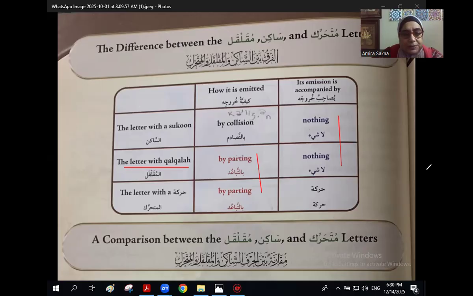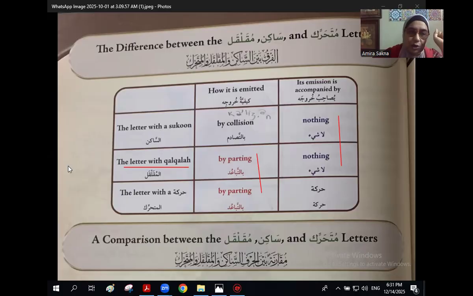If we want to read the whole schedule, the letter with sukoon is emitted by collision, and its emission is accompanied by nothing, no hint of any haraka. The letter with qalqala is emitted by parting the two components, and its emission is accompanied by nothing also, no hint of any haraka. The letter with a haraka or a short vowel is emitted by parting the two components, and its emission is accompanied by a haraka, a short vowel, fatha or dhamma or kasra. In other words, opening the mouth or lowering the lower jaw or circling the lips forwards.